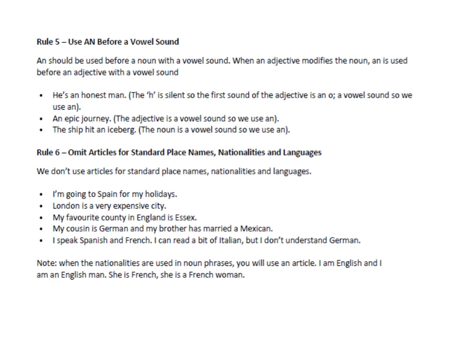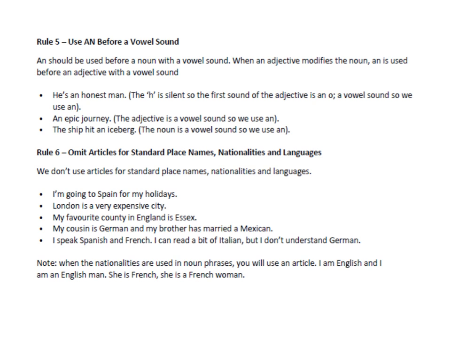My cousin is German and my brother has married a Mexican. So, here German is a standard place name. That's why we are not mentioning any article in front of the word German. Next example, I speak Spanish and French. I can read a bit of Italian, but I don't understand German, because these are all the names of the languages. That's why we are not using any article in front of Spanish, French, Italian, German, whatever it may be.